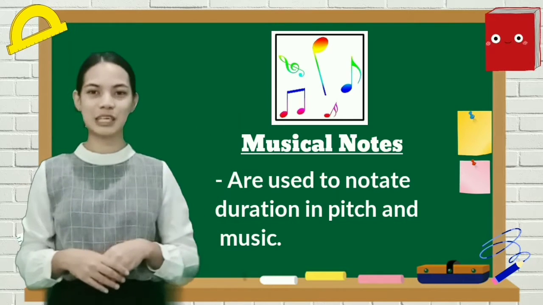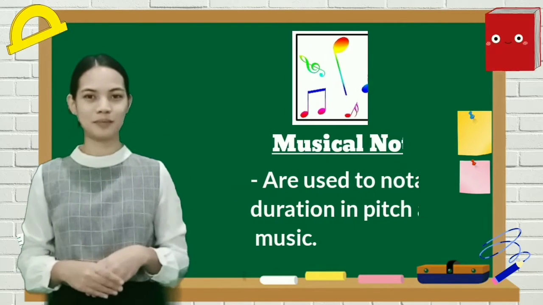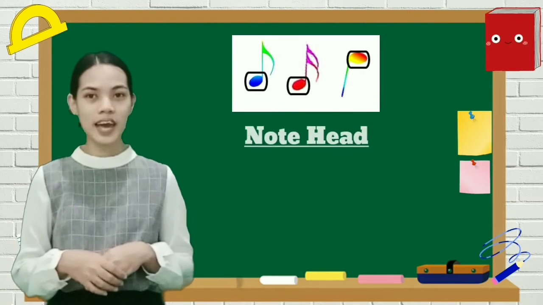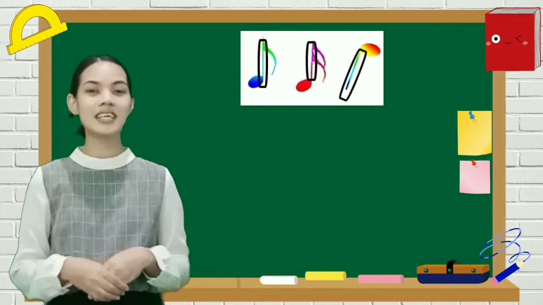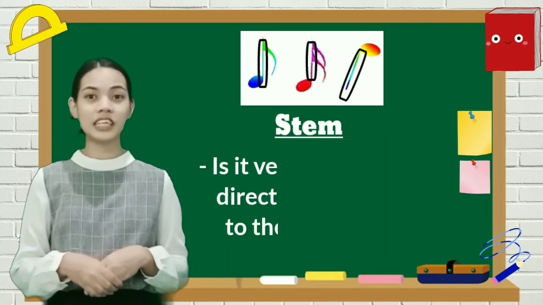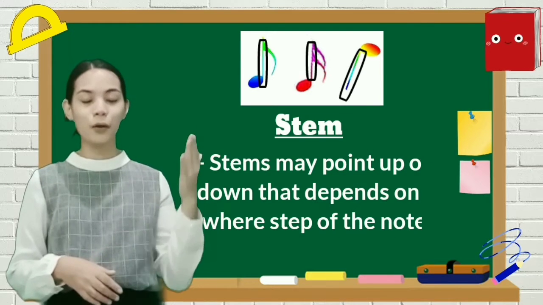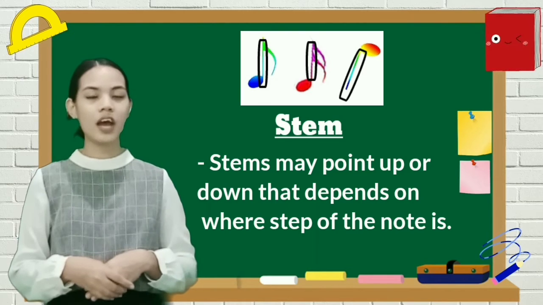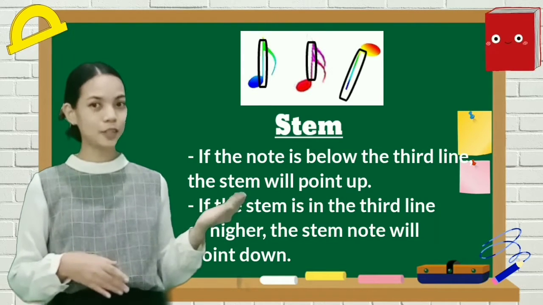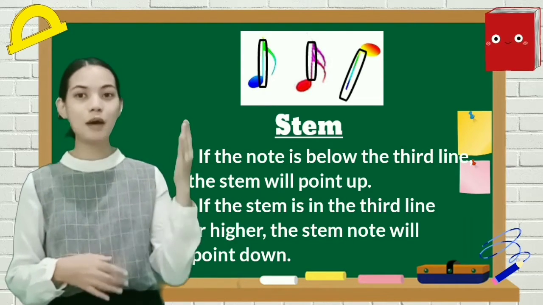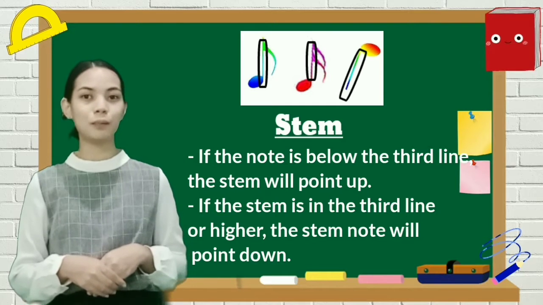So these musical symbols have parts. Let us discuss it one by one. Okay, so this is the note head. It is an elliptically shaped part of the note. So the next part of the note is the stem. Very good. So the stem is a vertical line that directly connects to the note head. Stems may point up or down, depending on where the note is. If the note is below the third line, then the stem will point up. If the note is on the third line or higher, the note stem will point down.